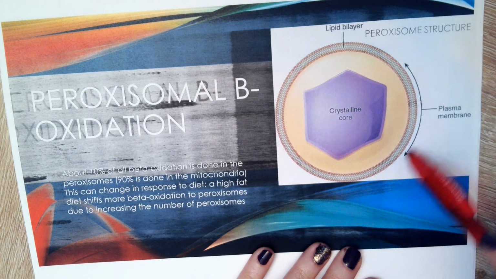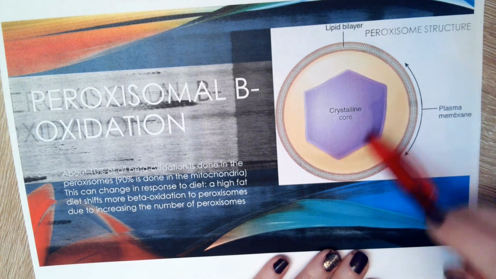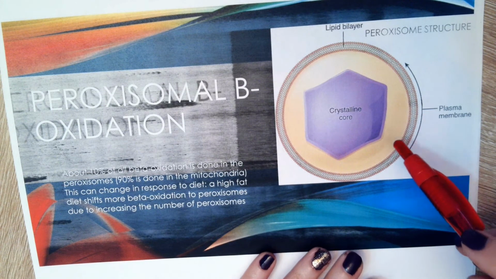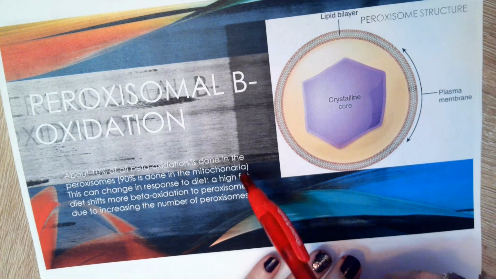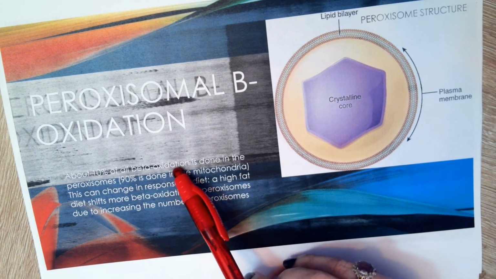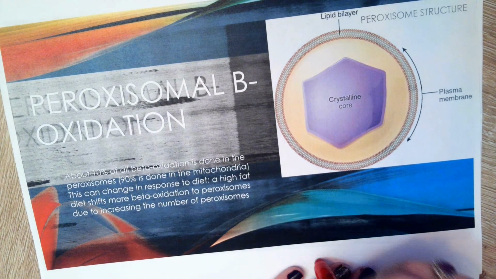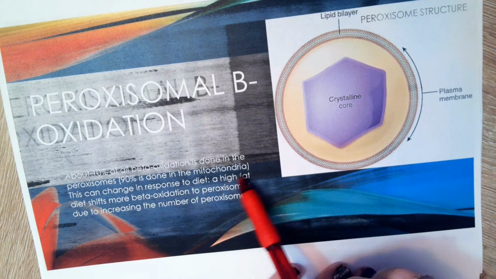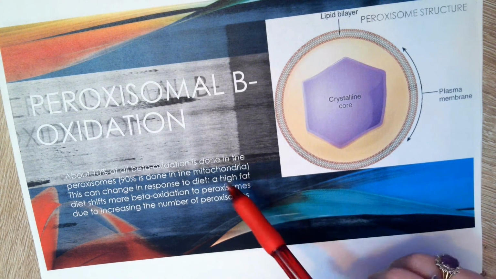We have the lipid bilayer membrane around it, and then we have a crystalline core. It's not a lot to it. It's a very small cellular organelle, and not super complex. Also, because they are so small, we're not going to be doing a ton of beta oxidation there. Only about 10% of the total cellular beta oxidation is going to happen in the peroxisomes. The rest of it is done in the mitochondria, like we have seen before in our beta oxidation video.